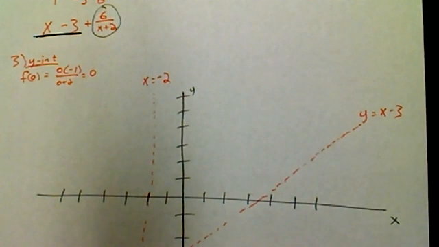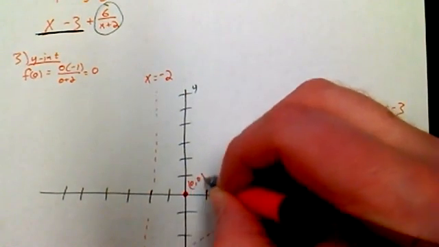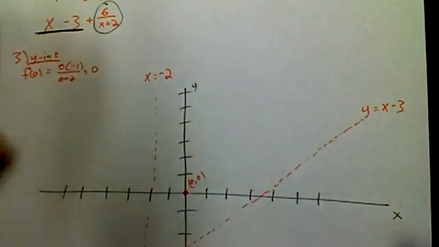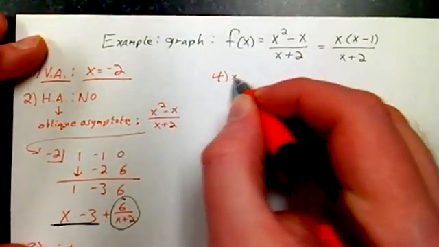Okay, that's fine. So we're going through right here at 0, 0. I guess I can give that point. Okay. And the next thing I want to do is look at any x-intercepts. So let's go up here, step 4, x-intercepts.